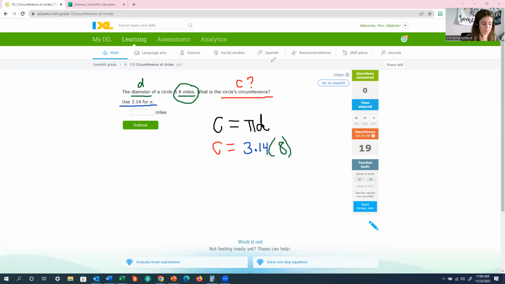And then once again, this is the point where you're allowed to use a calculator. So you can take 3.14, multiply that by 8, and we get a circumference of 25 and 12 hundredths miles in this case.